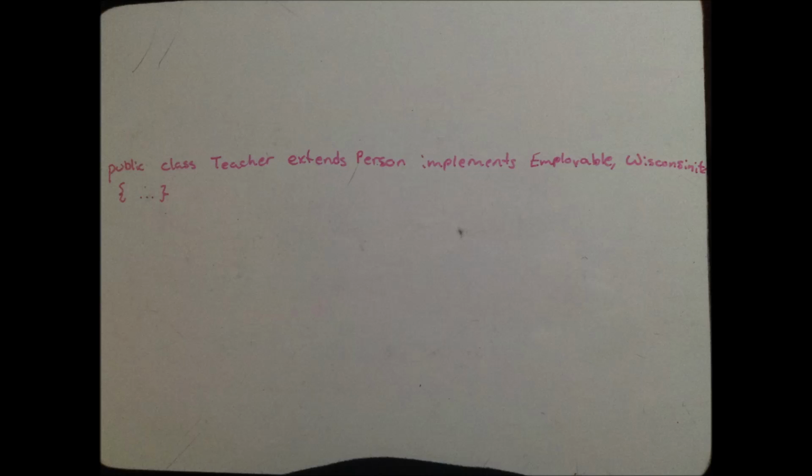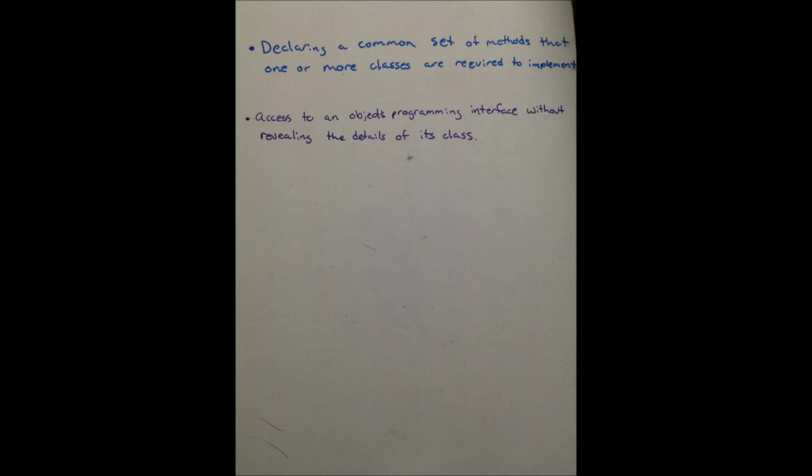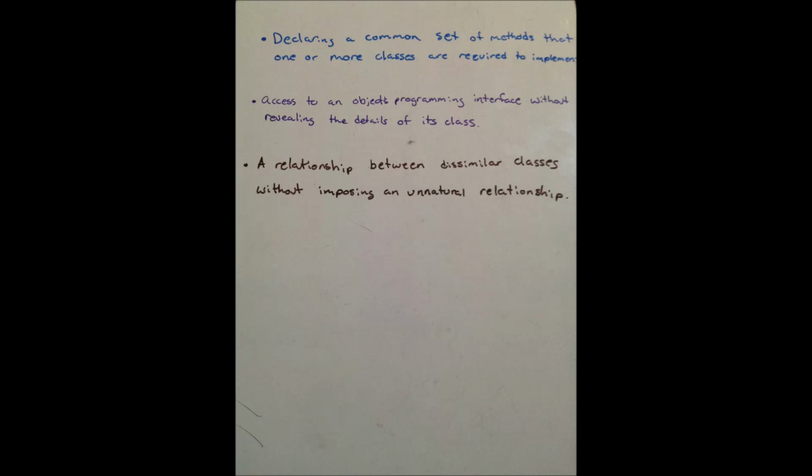In fact, a class can both extend another class and implement one or more interfaces. Interfaces are useful for the following: declaring a common set of methods that one or more classes are required to implement, providing access to an object's programming interface without revealing the details of its class, and finally, providing a relationship between dissimilar classes without imposing an unnatural class relationship. You won't need to write your own interfaces until you get to the point of writing fairly complex programs. Good luck, code well.